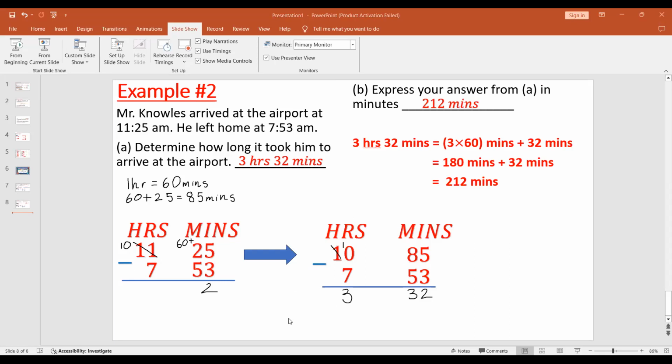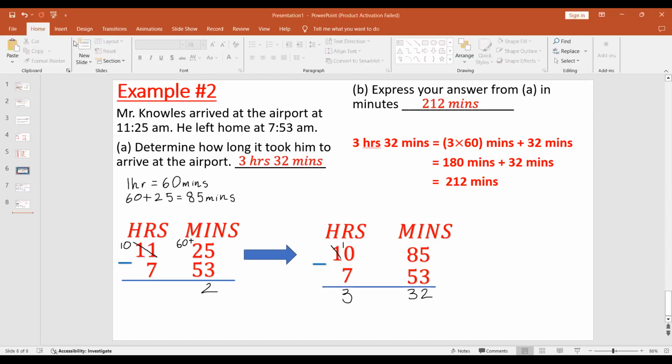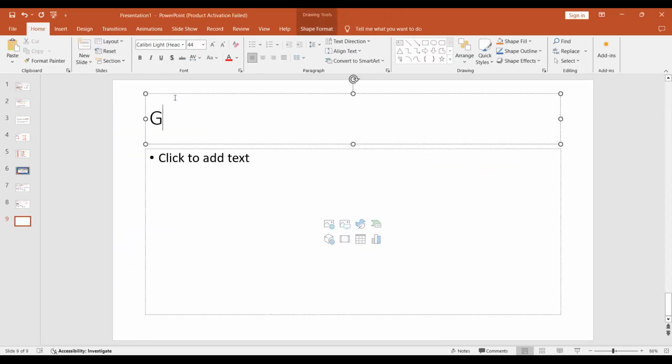Good. Okay, so let's move on to the grade exercise. Should have both of them. Then we should be good. Graded exercise. Number 1.